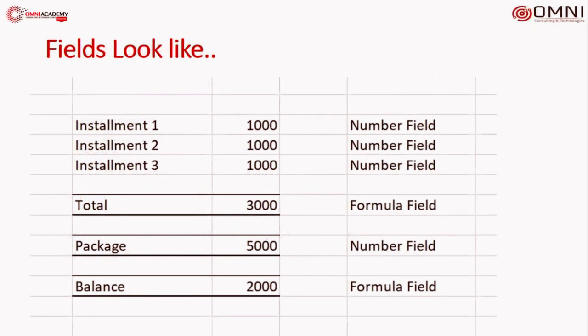This is what the fields look like after the calculation, and you can see the 3 number fields which have a value of 1000, and the total is the sum of the 3 fields, installment 1, installment 2 and installment 3, and package is a number field which you can enter, and the last one is the balance, in which package minus total is calculated in the balance field.